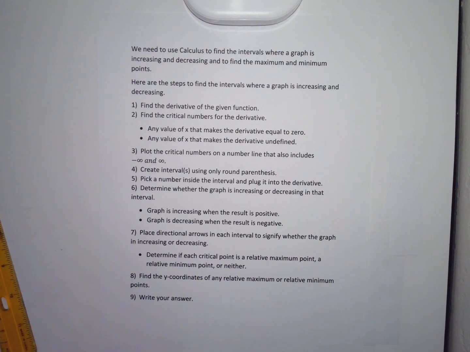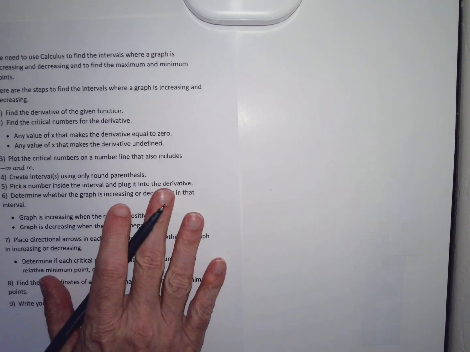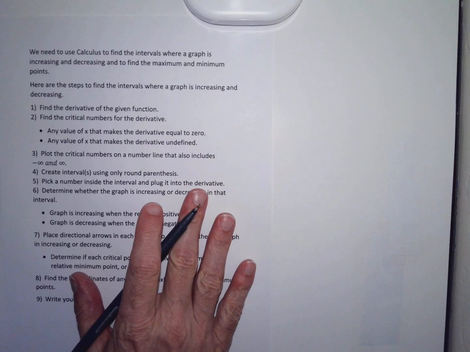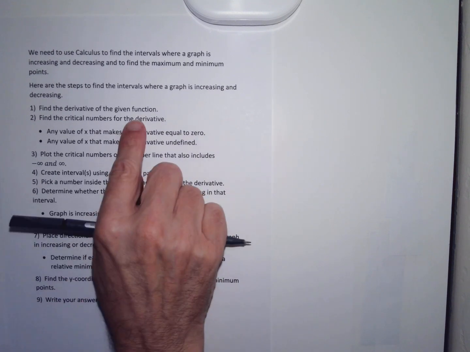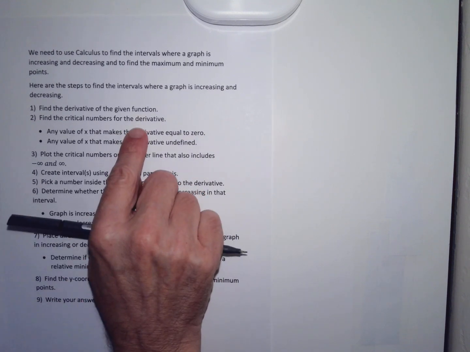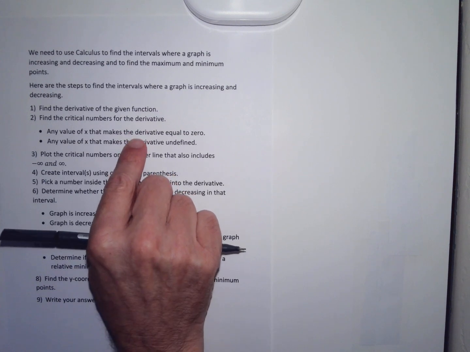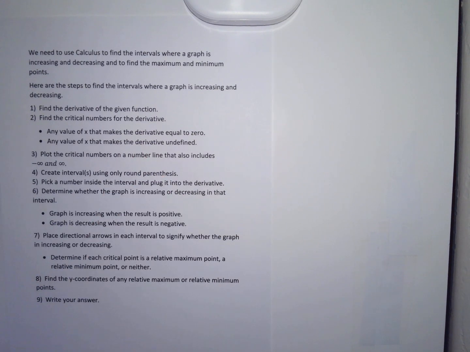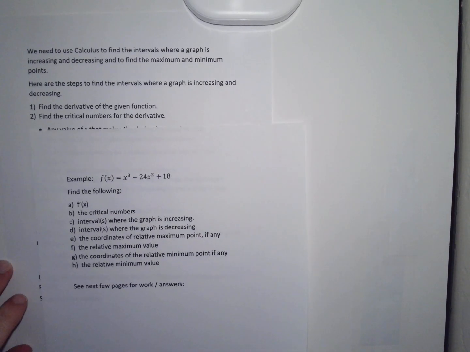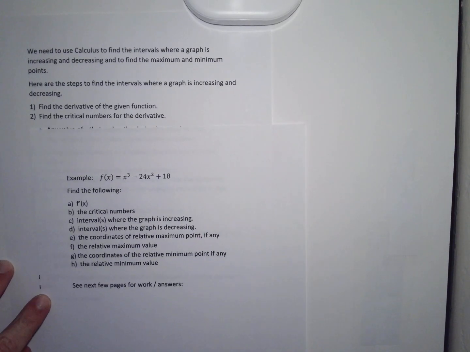So if I just have an equation and I don't have a graph, how do I find an interval where a graph is increasing or where a graph is decreasing? It's not particularly hard, but the first thing I do is I find the derivative of the function, and then I find the critical numbers for the derivative. The critical number for the derivative is any value of x that makes the derivative 0 or undefined. Let me start with this problem, and I'm going to try to show you without having a graph, and then I'll show you with a graph what I mean.